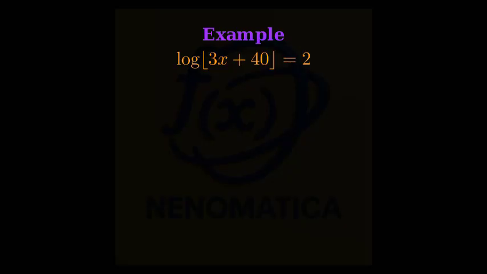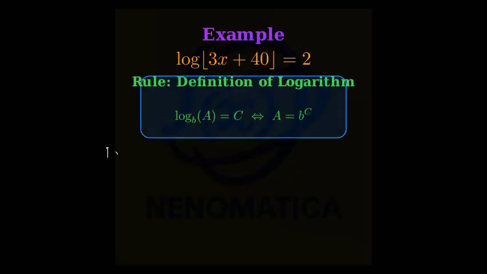Step 1. Convert to exponential form using the definition of logarithms. The rule says log base b of a equals c if, and only if a equals b to the power c. We show the rule. Applying it here, floor of 3x plus 40 equals 10 to the power 2. Step 2. Simplify the constant power.